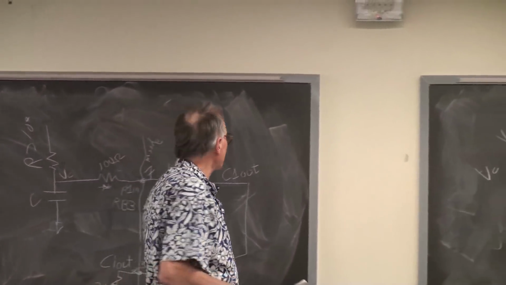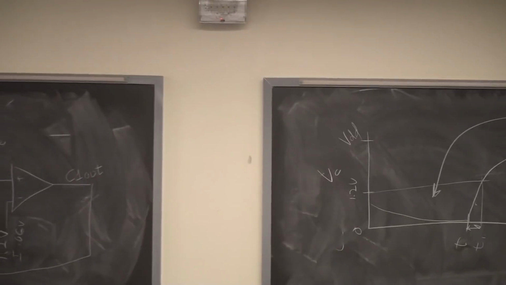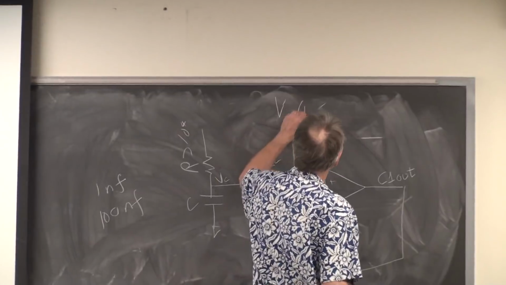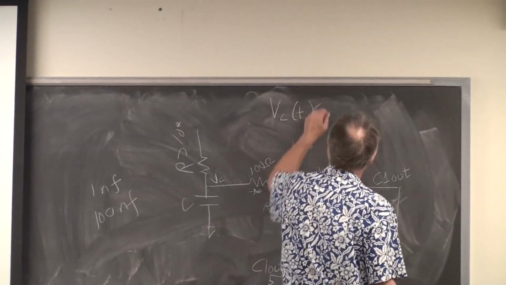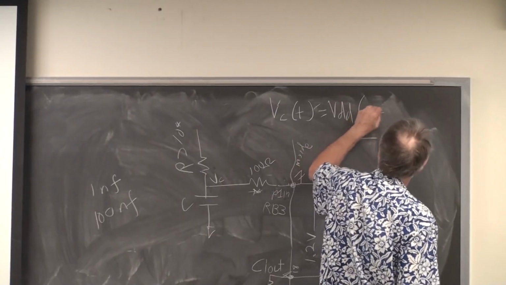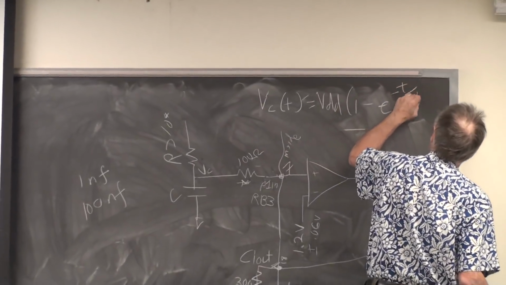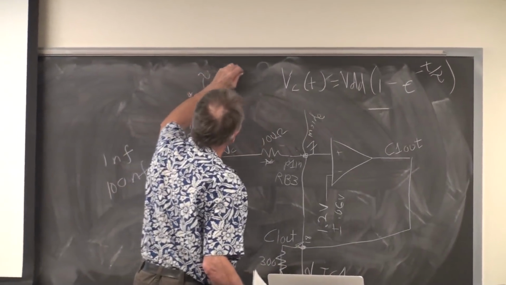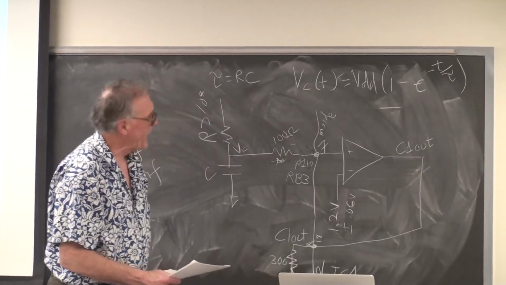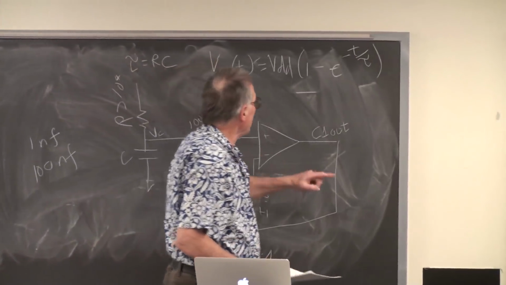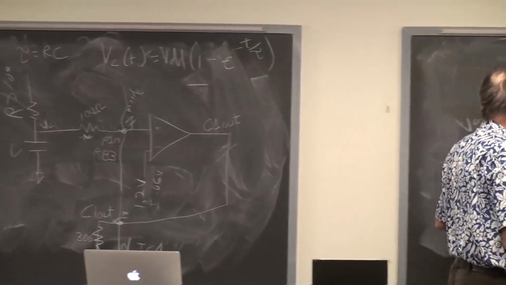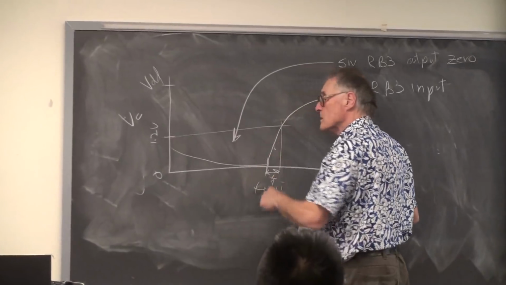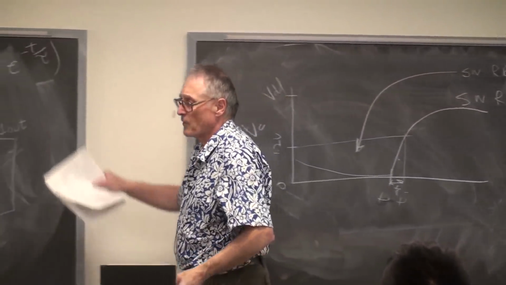So in fact, Vc of t, of course, is given as VDD times 1 minus e to the minus t over tau, where tau is equal to RC. And if we know that the voltage at some time, some delta t here, is 1.2 volts, we know everything we need to solve for C.